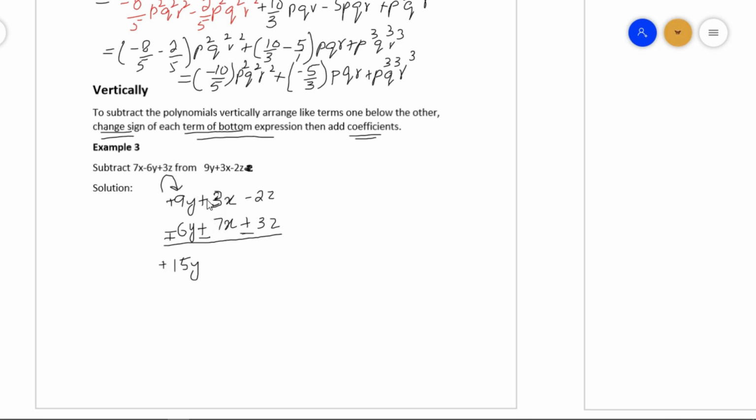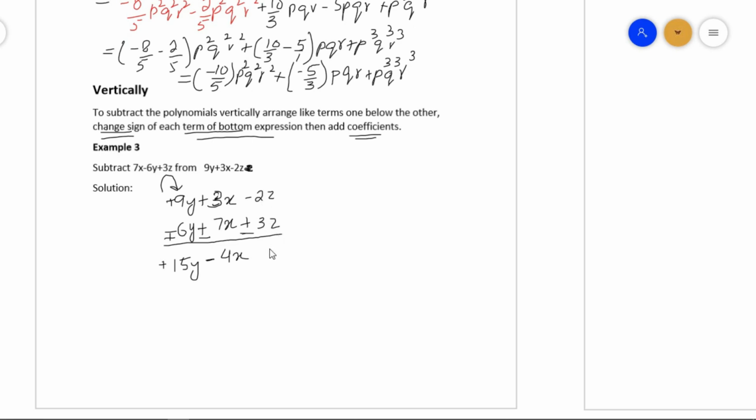Okay, a positive term and a negative term. These are two terms of different nature, so we will subtract them, and it will be 4x. 7 minus 3 will be 4x, and as 7 is the greater number and it has a negative sign, we will put a negative sign. Okay, minus 2z and 3z have the same nature, so we will add them.